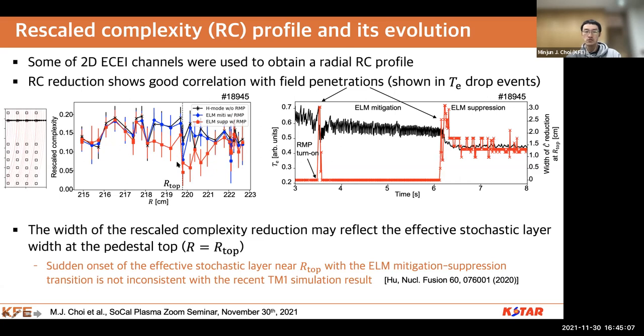And we could measure this width, as you can see here. This final width is sustained for the ELM suppression phase in this discharge. So we suggest that this width of the rescaled complexity reduction may reflect the effective stochastic layer width at the pedestal top. And this sudden onset of the effective stochastic layer near the pedestal top with the ELM mitigation to suppression transition is not inconsistent with the recent TM1 simulation. I will discuss more later after the summary.